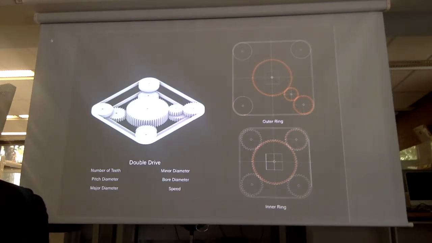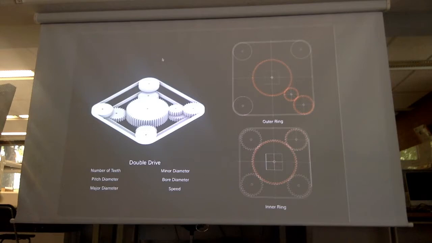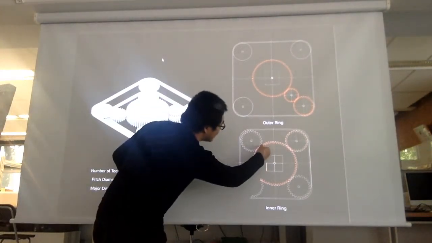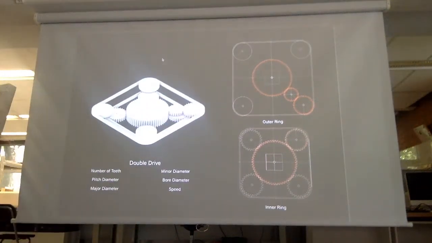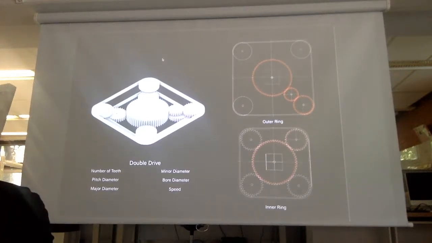I wrote six important statistics of it. One is the number of teeth. Through trying we can find that we cannot just change the size of the gears. We need to define the number of teeth to define the size of the gears. The second is the pitch diameter. You can see these red lines are called the pitch diameter. This is the most important thing, I think, because it decides whether the gears can work together.